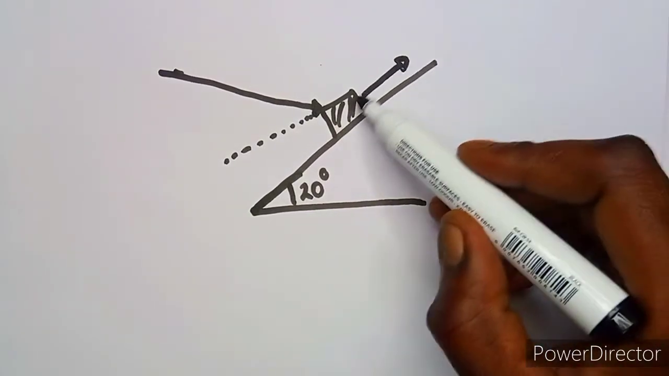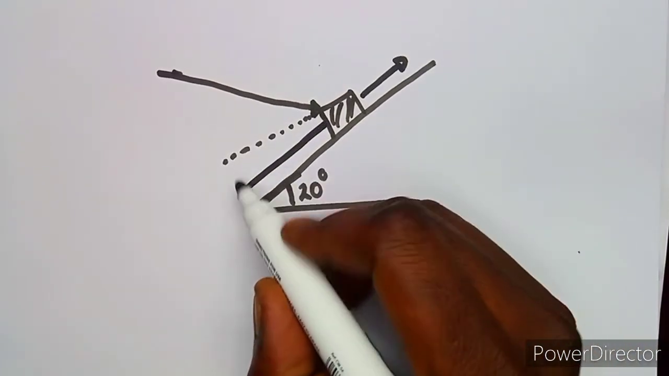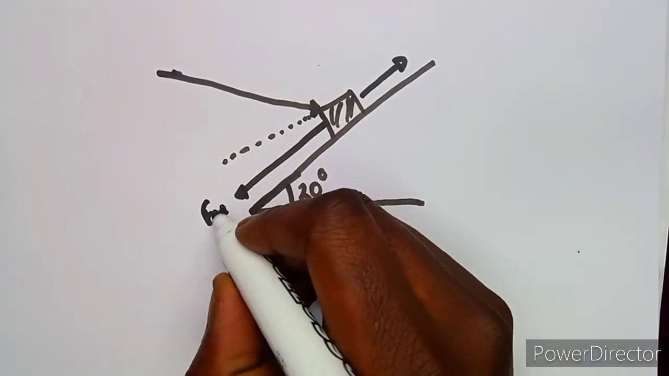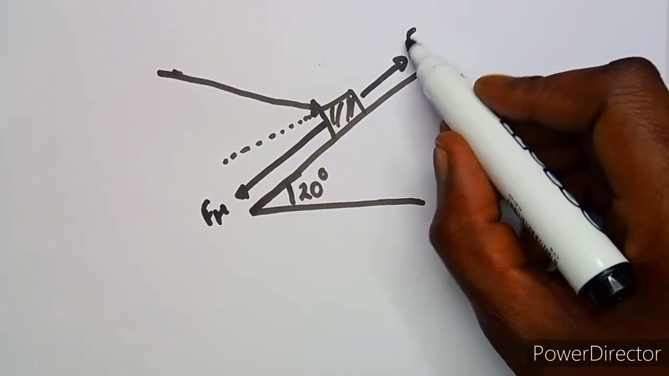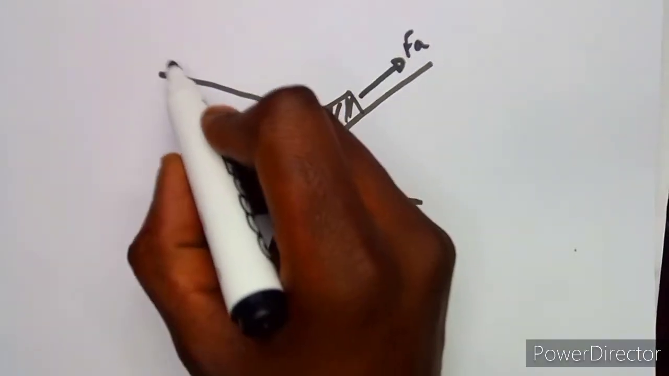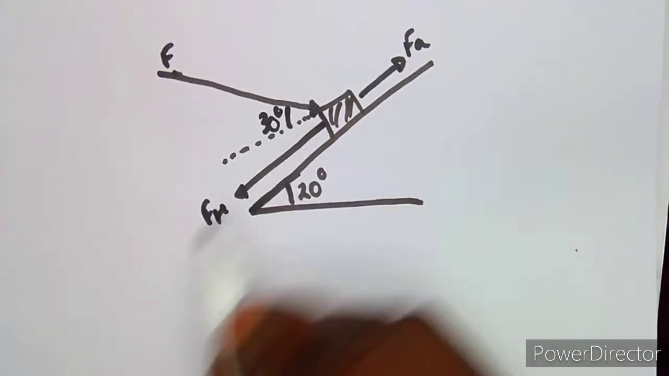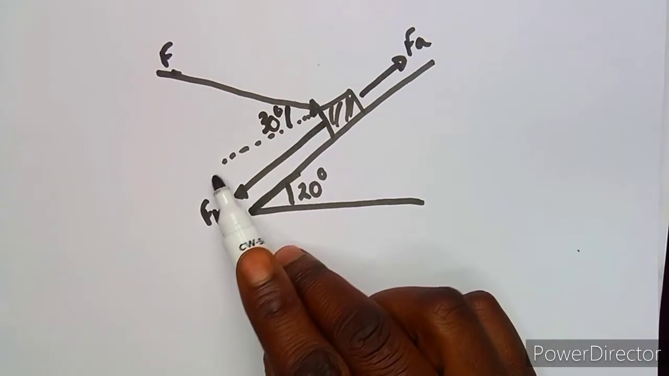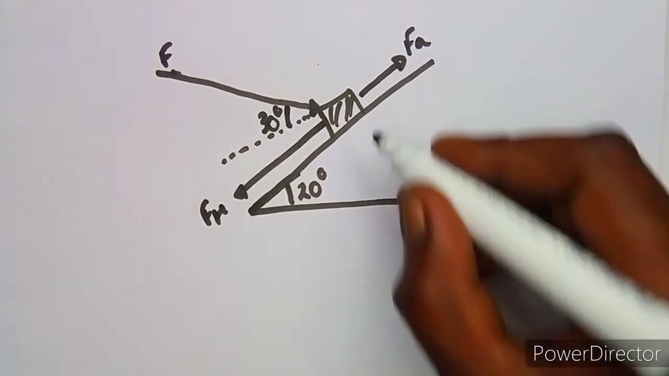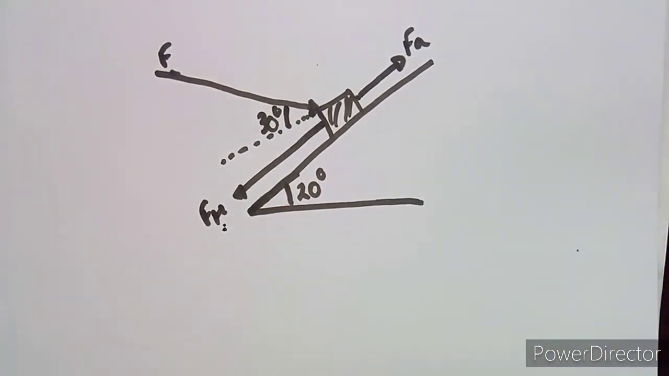So this object is supposed to go up the incline, so definitely there is going to be a force that is going to oppose, which is the frictional force. So you're applying a certain force to go upwards. Then here we are given a certain force which is also pushing this to go upwards, and the frictional force is opposing it because the object is supposed to go upwards.